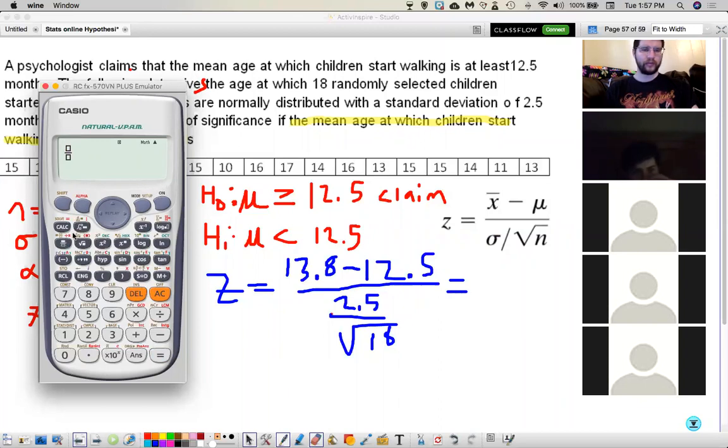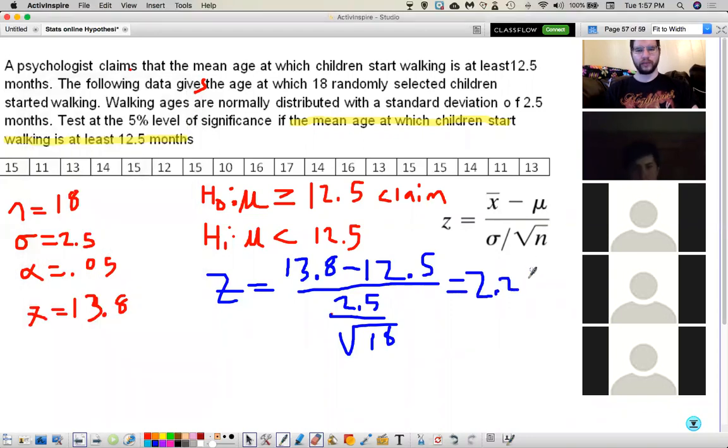So I'll type it in. A minus 12.5 over fraction 2.5 over square root of 18. Get that, and I get, who really cares, 2.2627. Compare that to the TI.